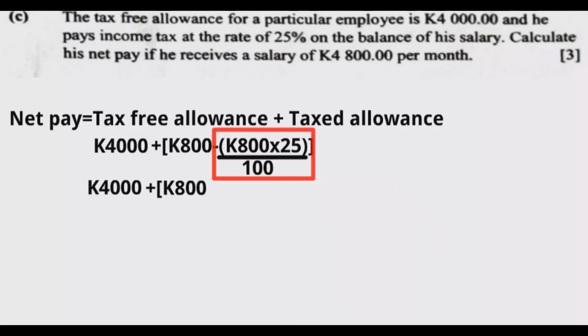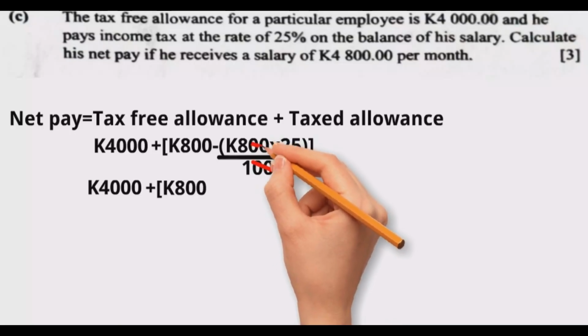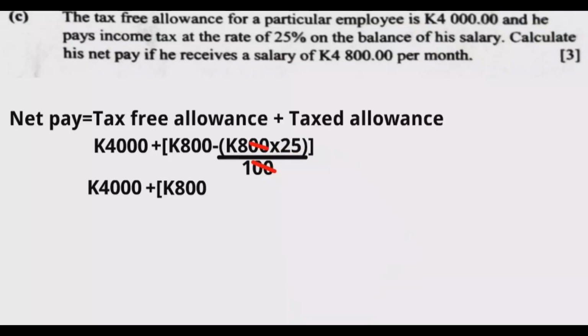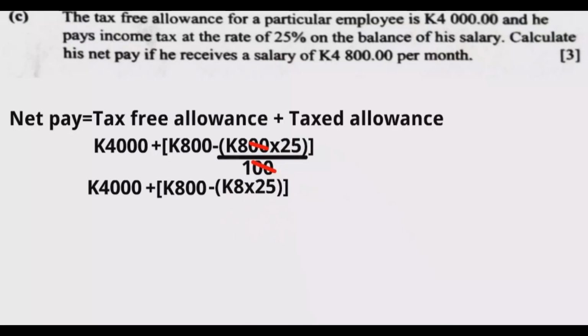So we evaluate 800 kwacha times 25% over 100, or times 25 over 100. So what we're going to do is cancel the zeros down here from 100 and the zeros from 800. There are 2 zeros and down there are 2 zeros, so we can cancel them out, so that we remain with 8 times 25. That's what we're going to write.